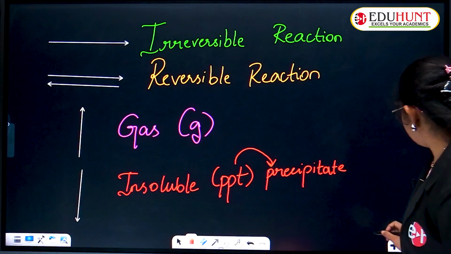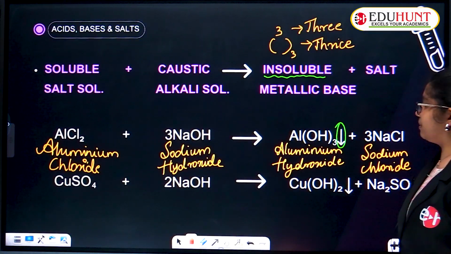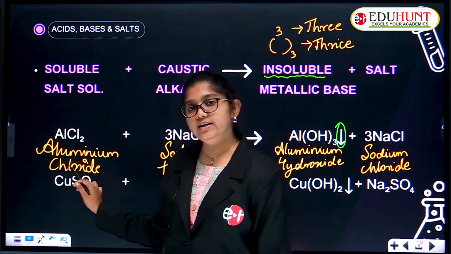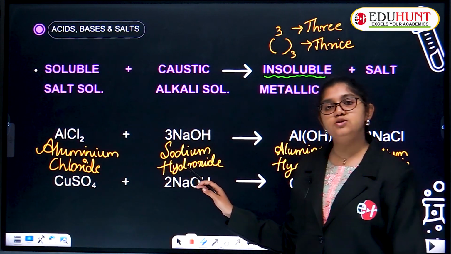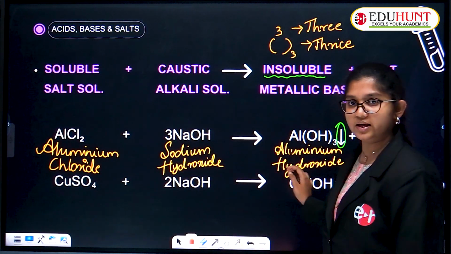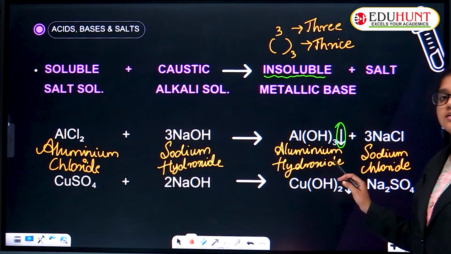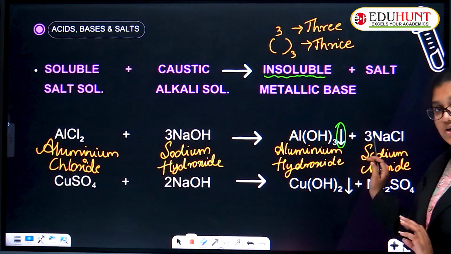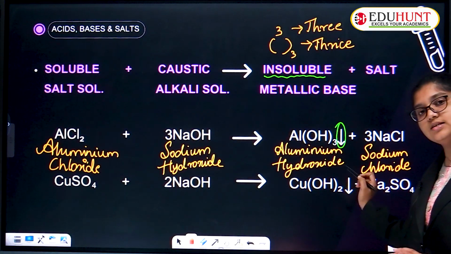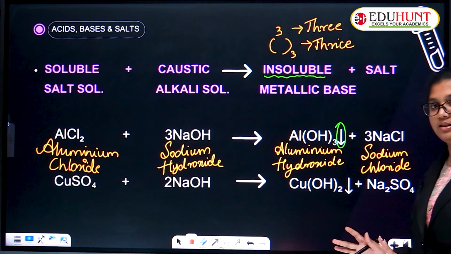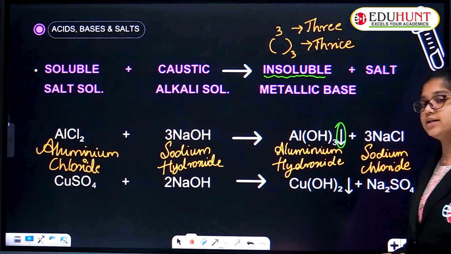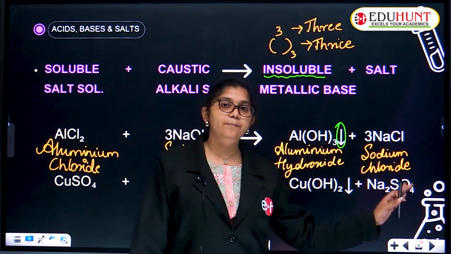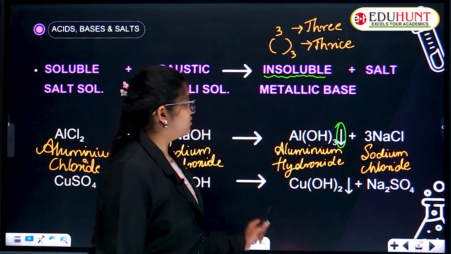This is all about the arrow marks in chemical equations. For general idea, I told you all these things. Okay, children? Now coming back to the example. First example is aluminium chloride. To that we are adding 3 molecules of sodium hydroxide. What do we get? We get an insoluble metallic base, aluminium hydroxide, Al(OH)3, having a downward arrow mark, which means it is a precipitate, insoluble matter. And we also get a salt, 3 molecules of sodium chloride, 3 NaCl.